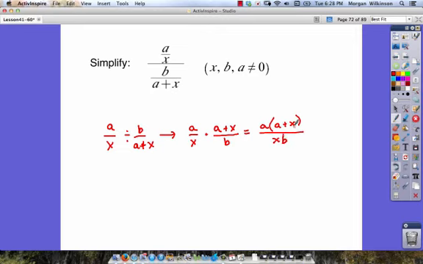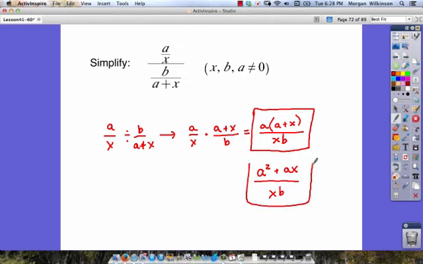Now in this problem, you've got 2 ways you could report your answer. This is one of them. The alternative way you could report your answer would be to use the distributive property. A times a, that's a squared, plus a times x, that's ax, and that's all over xb. Now both of these get you full credit. I'll encourage you to stick with the first answer, because I know you know how to do the distributive property. But if you were asked to use the distributive property to expand out, we get an answer that looks like our second one below.